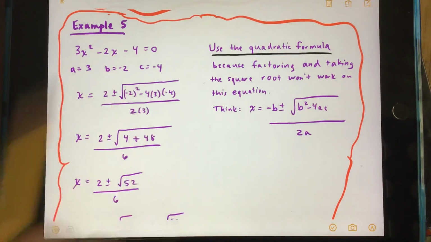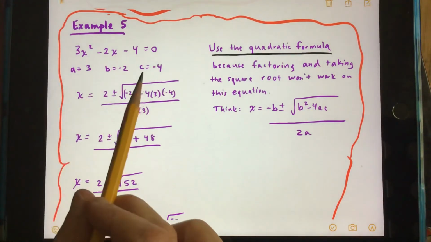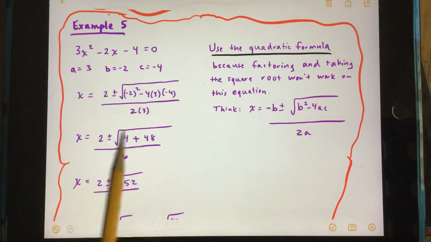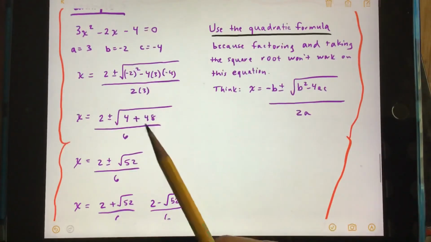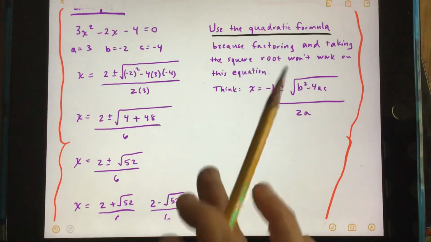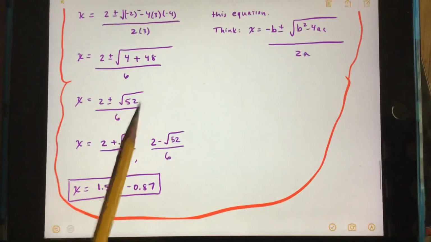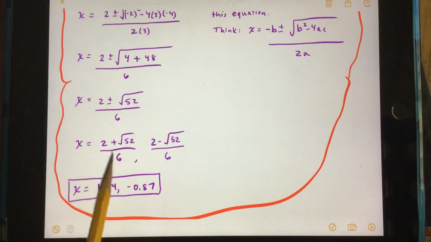So here we have a quadratic equation that does not factor, so we find our a, b, and c. We plug all of these numbers into the quadratic formula, which you see me doing here, simplifying what's in the radical to 4 plus 48, simplifying some more, so my radical is just 52. Simplify my 2 times 3 to make 6. Then taking this information in its simplified form here and breaking it apart into 2 different separate calculations, 2 plus root 52 over 6, 2 minus root 52 over 6, and then finding out that my approximate values of the solutions to my equation are 1.54 and negative 0.87.